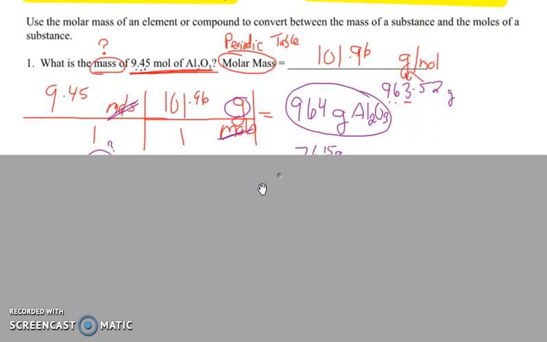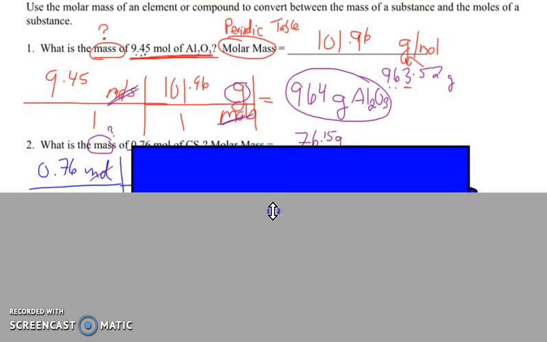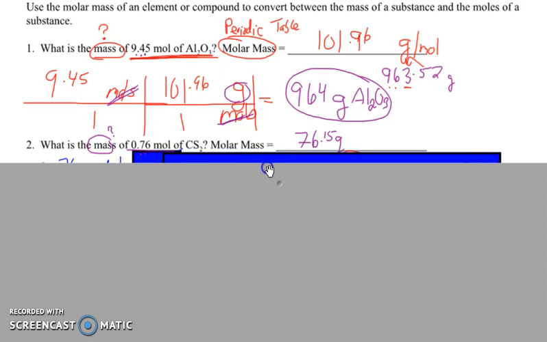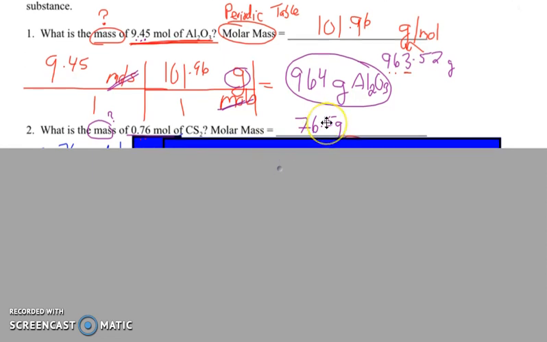Questions on the first problem? No? Let's look at number 2. So what is the mass of 0.76 moles of carbon disulfide? Well, I gave you the answer here, but figuring out the molar mass of carbon disulfide, take the molar mass of carbon, which is 12.01, plus 2 times the mass of sulfur. Who can tell me the mass of sulfur? Look it up. What is it? Perfect. So you're actually taking 32.07 plus 32.07 plus 12.01, and that's how you get the 76.15 grams.